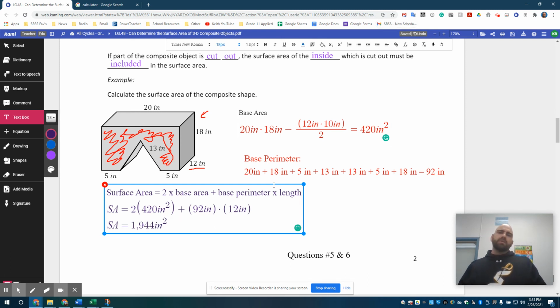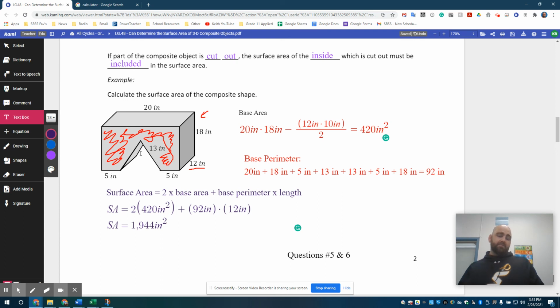Now again, you can do this separately. You can find the area of this outside here, find the area all the way around. Make sure you find the area of the inside pieces as well. You need to subtract off these triangles. Normally they'll give you a little bit more information for that, and find the area of the back as well. But this gives us, for our prism, a way to find it a little bit easier.